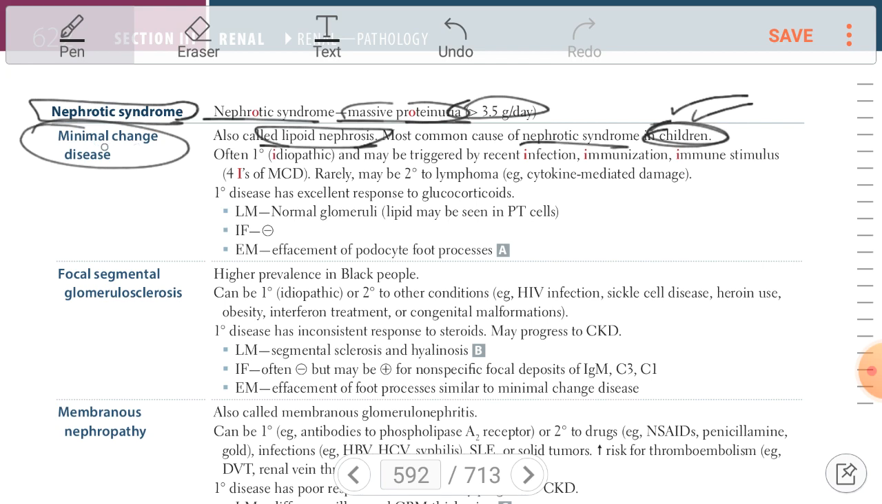So it's what? Minimal change disease. So primary cause, it's what? Idiopathic. Four I's for minimal change disease. Idiopathic, may be triggered by what? Infection, immunization, immune stimulus. So minimal change disease by what? By four I's: idiopathic, infection, immunization, immune stimulus.